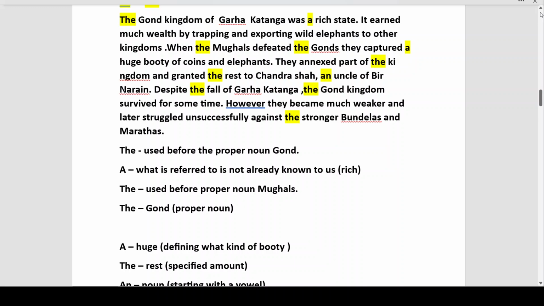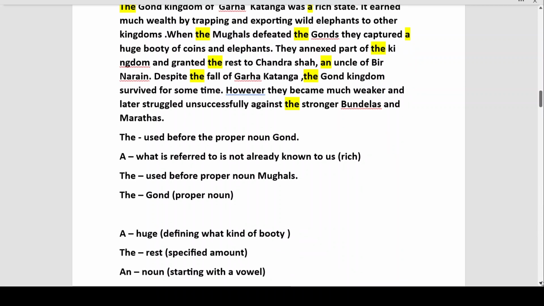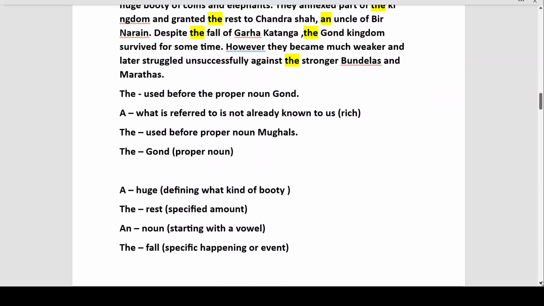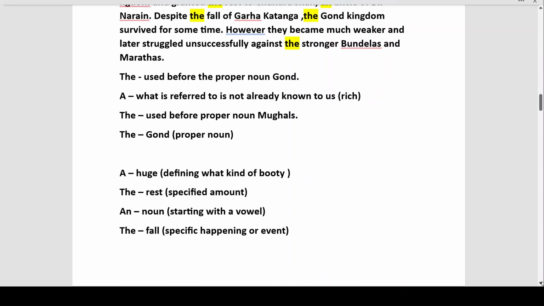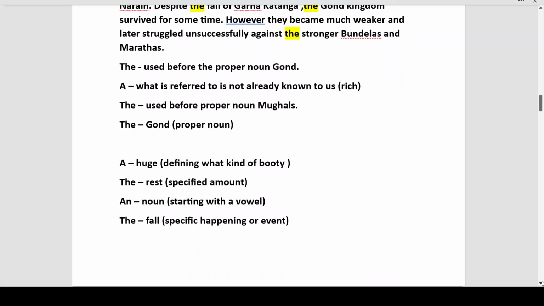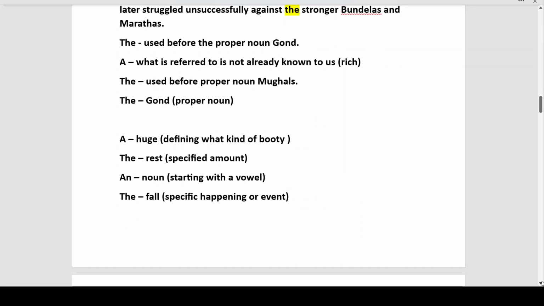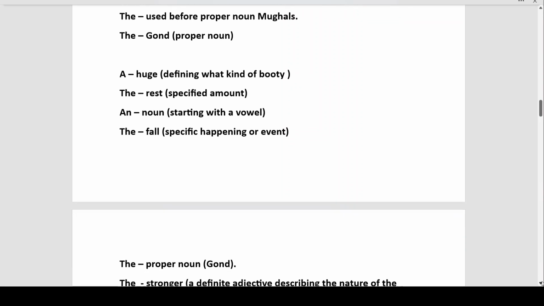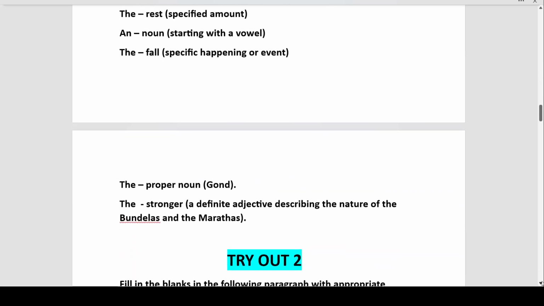However, they became much weaker and later struggled unsuccessfully against the stronger Bundelas and Marathas. Now, I hope this is clear to you students, the usage of the articles in this passage. You can go through the explanation which I have given over here to again understand properly. You can pause the video, try and understand why I have used the particular article, the, a, and an, over here. I have given it with explanation over here.